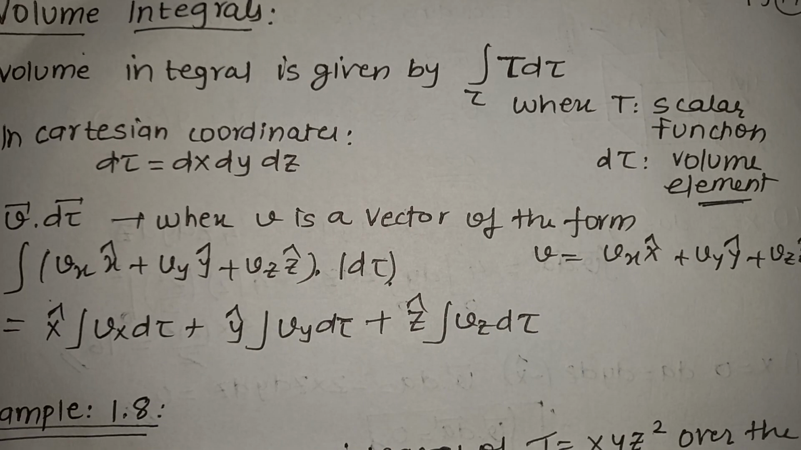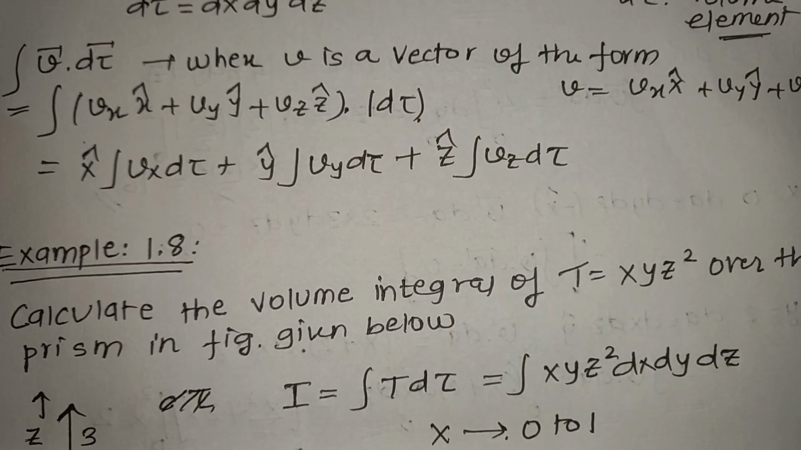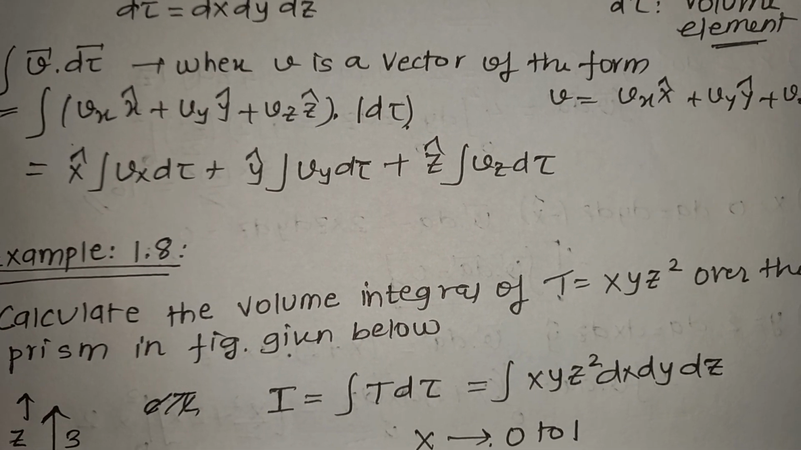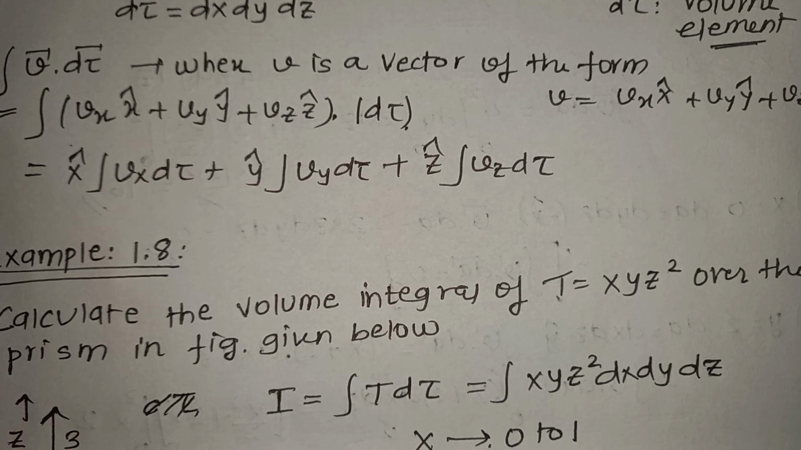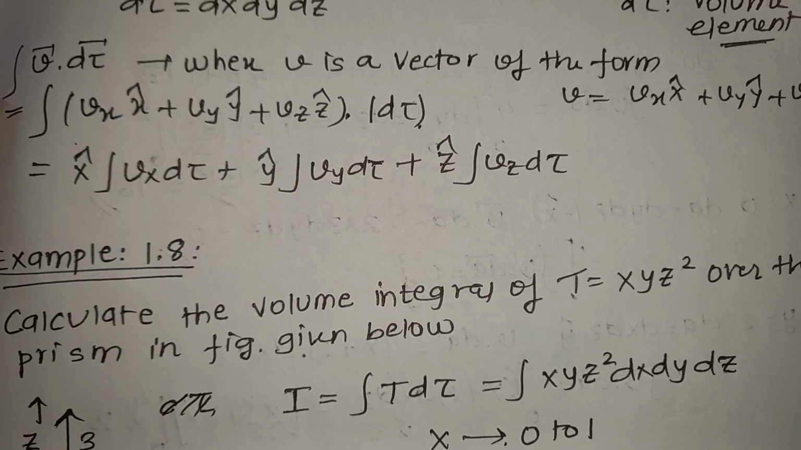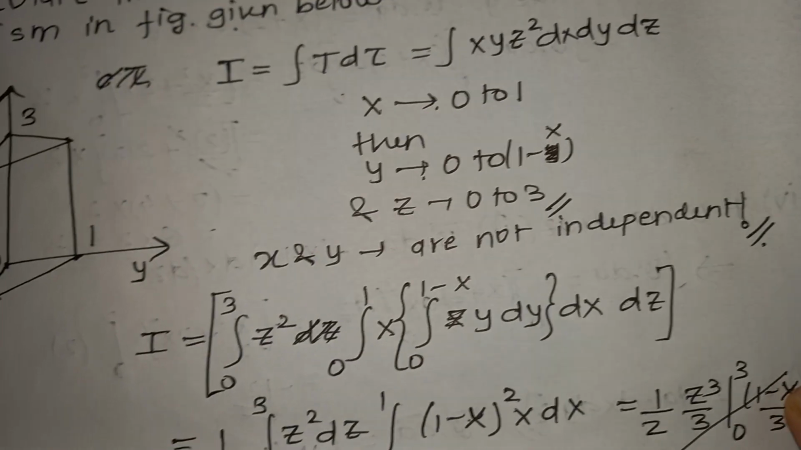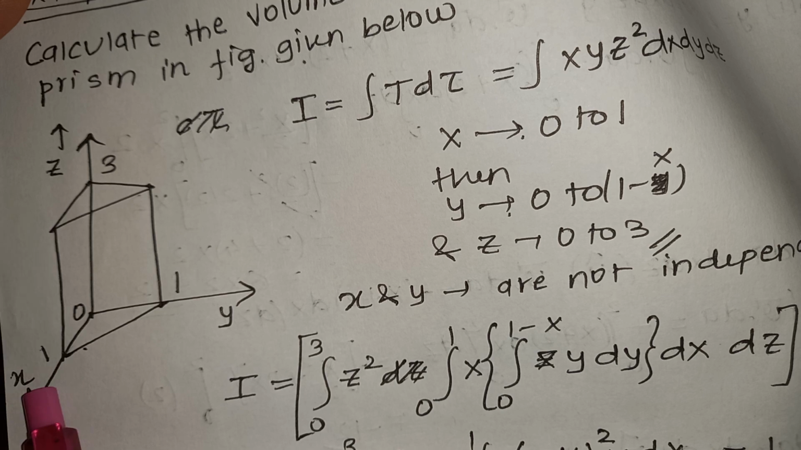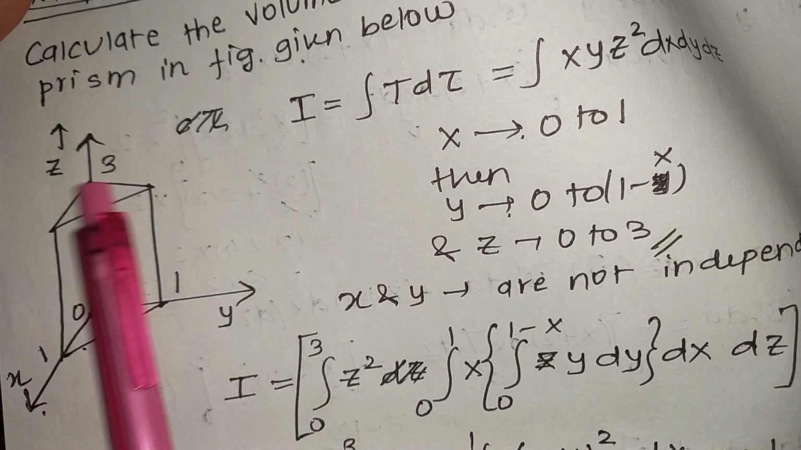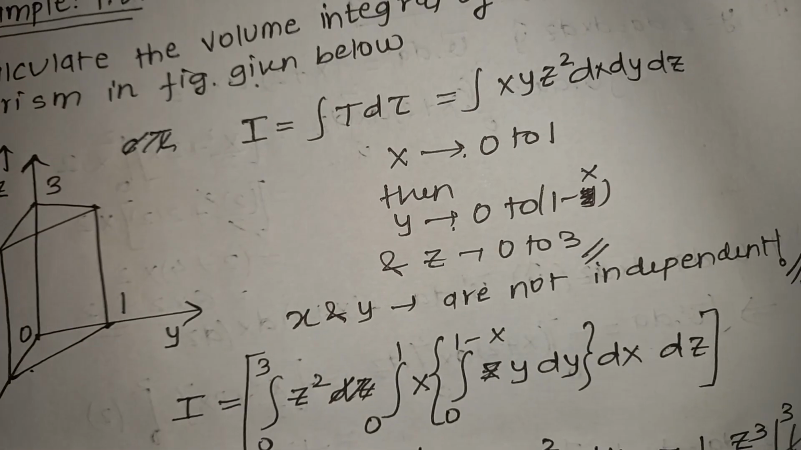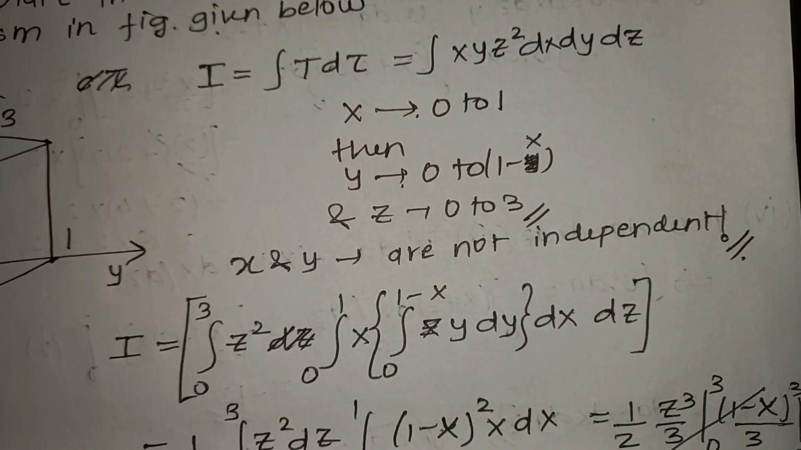So let's now solve an example. Example 1.8: calculate the volume integral of T equal to xyz² over the prism given in the figure below. So this is the figure. Here we have x equal to 1, y equal to 1, z equal to 3, and this is the prism. We have to find the volume integral. Let's now see the solution.